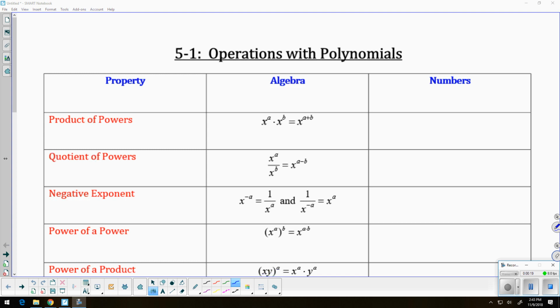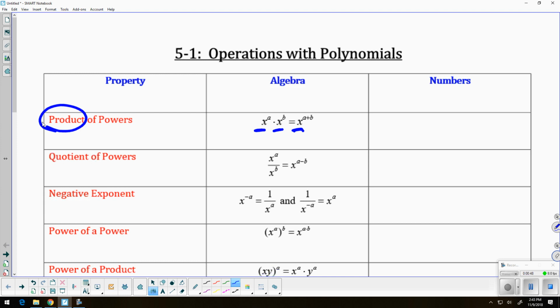But the laws of exponents, starting with the product of powers. So product means that you're multiplying two things together. And as you see in the example, you have x to the a times x to the b, and that's equal to x to the a plus b. So basically, as long as the bases are the same, as long as you have the same base for each monomial, you're just going to simply add the exponents. So you just add a plus b, you keep the base, but just add the exponents.